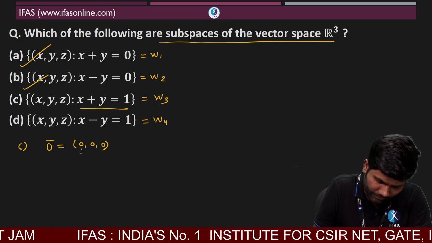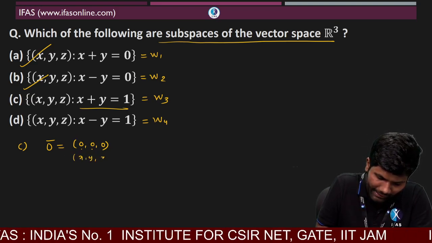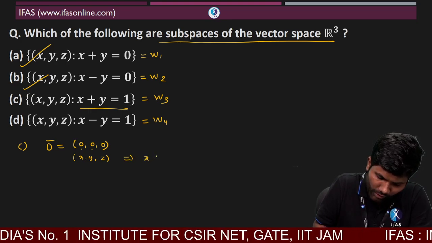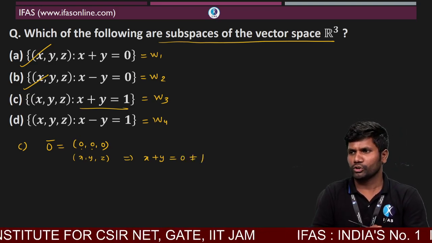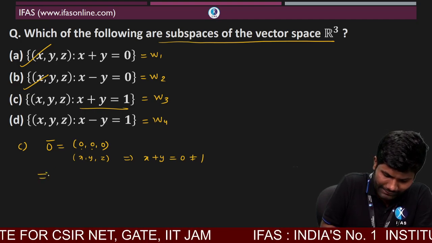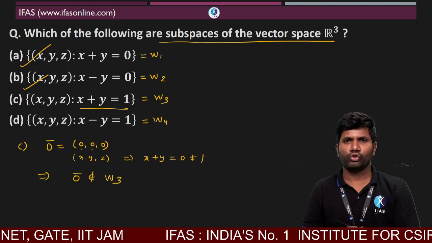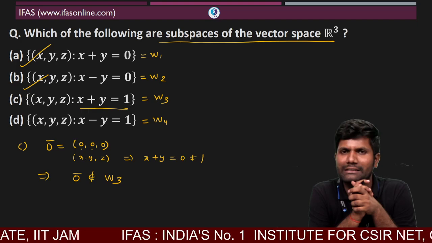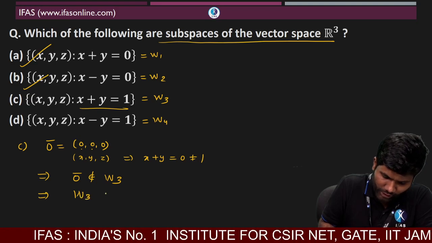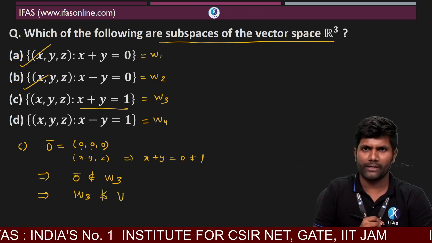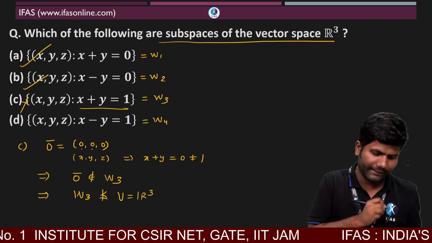So this is x, this is y, and what is the addition x plus y? x plus y is equal to 0, which is not equal to 1. So this implies that the zero vector does not belong to W3. It means that W3 is not a subspace of V, where V means R3. So option C is incorrect.